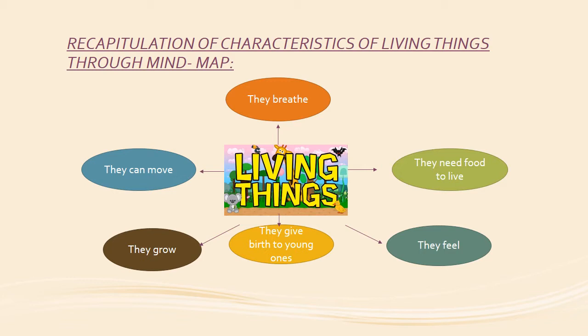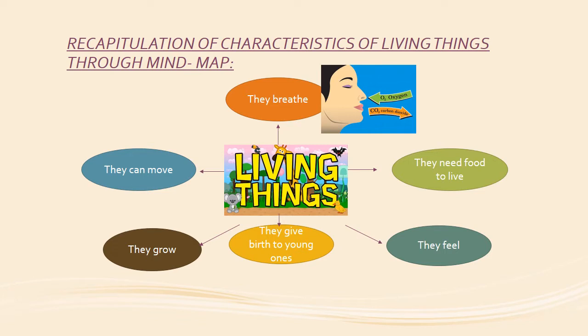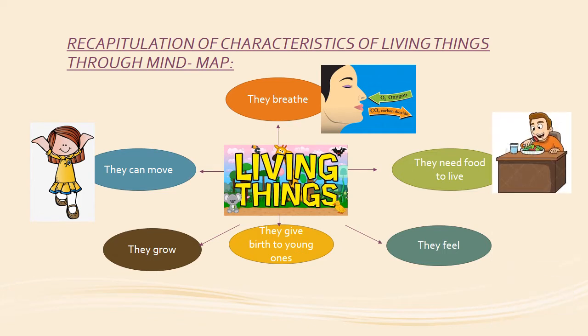The first characteristic of a living thing is that they breathe. Here in the picture you can see that breathing means taking in oxygen and giving out carbon dioxide. Both these gases are present in the air. The second characteristic is they can move. Here you can see the girl walking. The third one, they need food to live. What happens when you are hungry? You rush to the kitchen, ask your mom to give you something to eat.